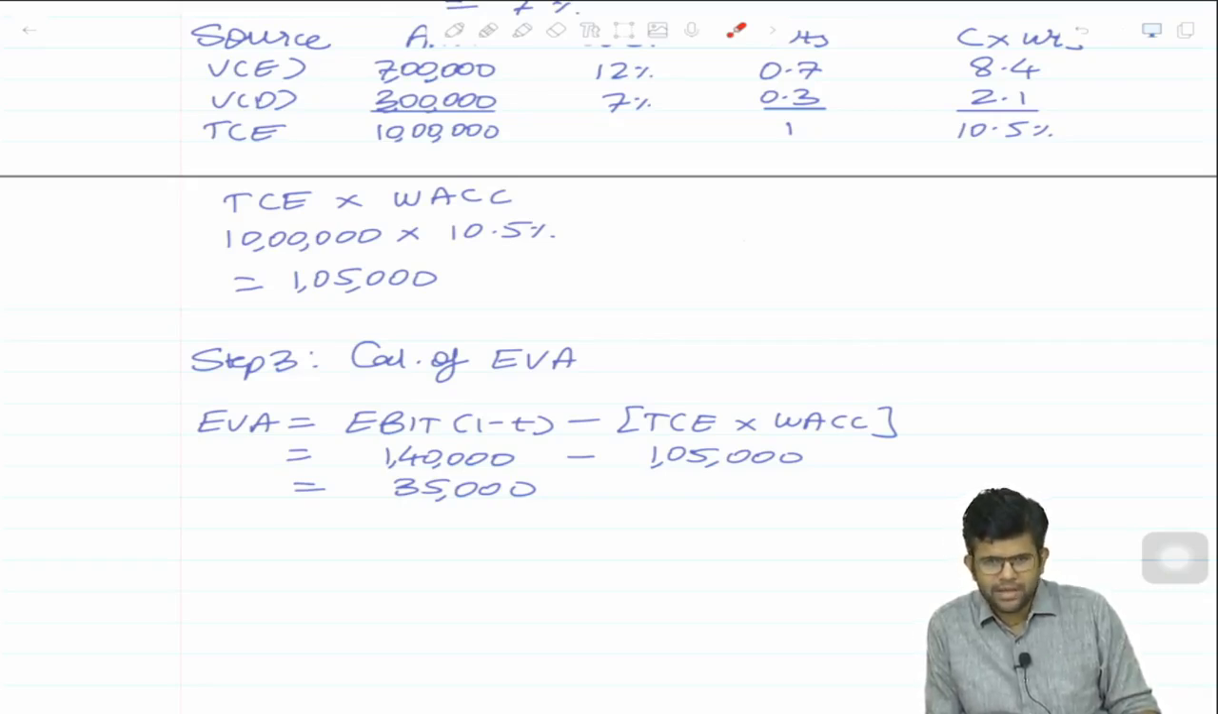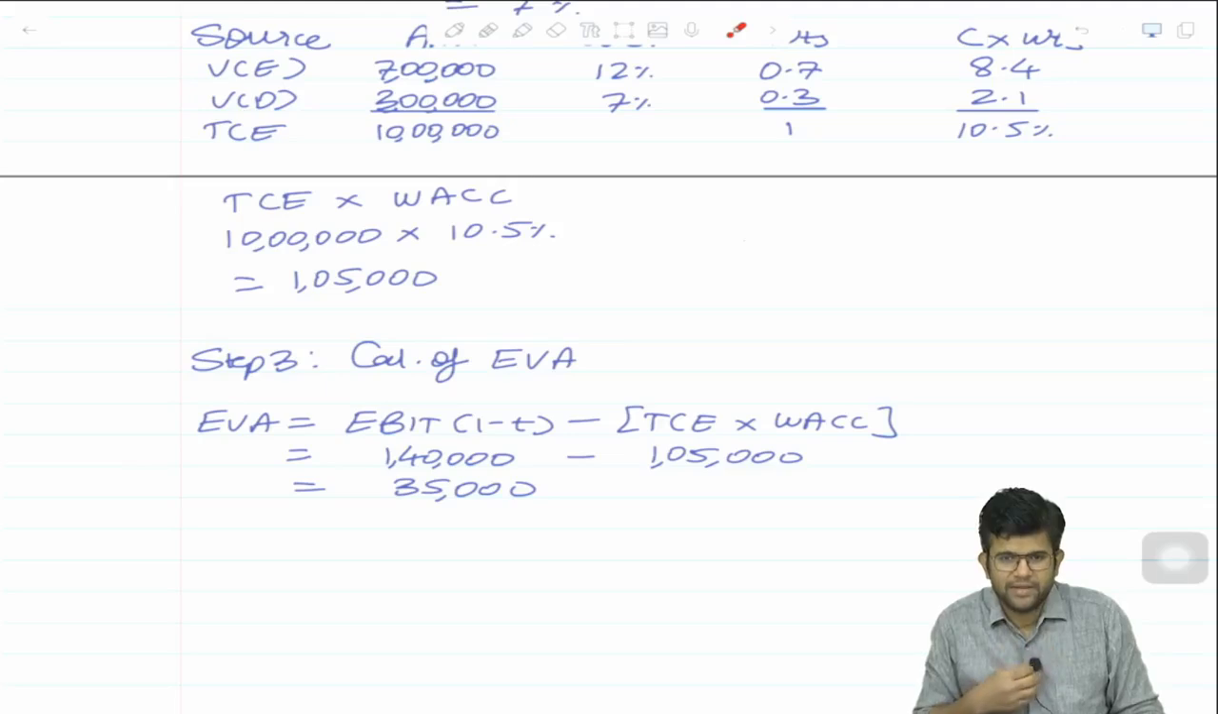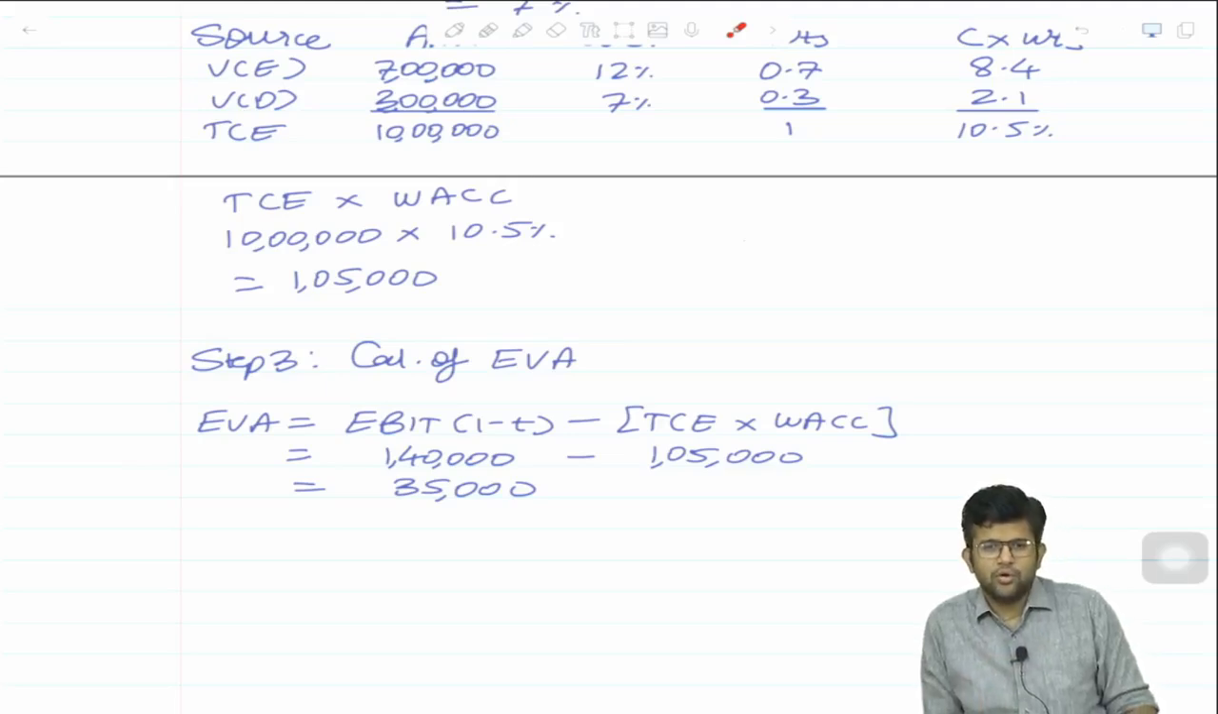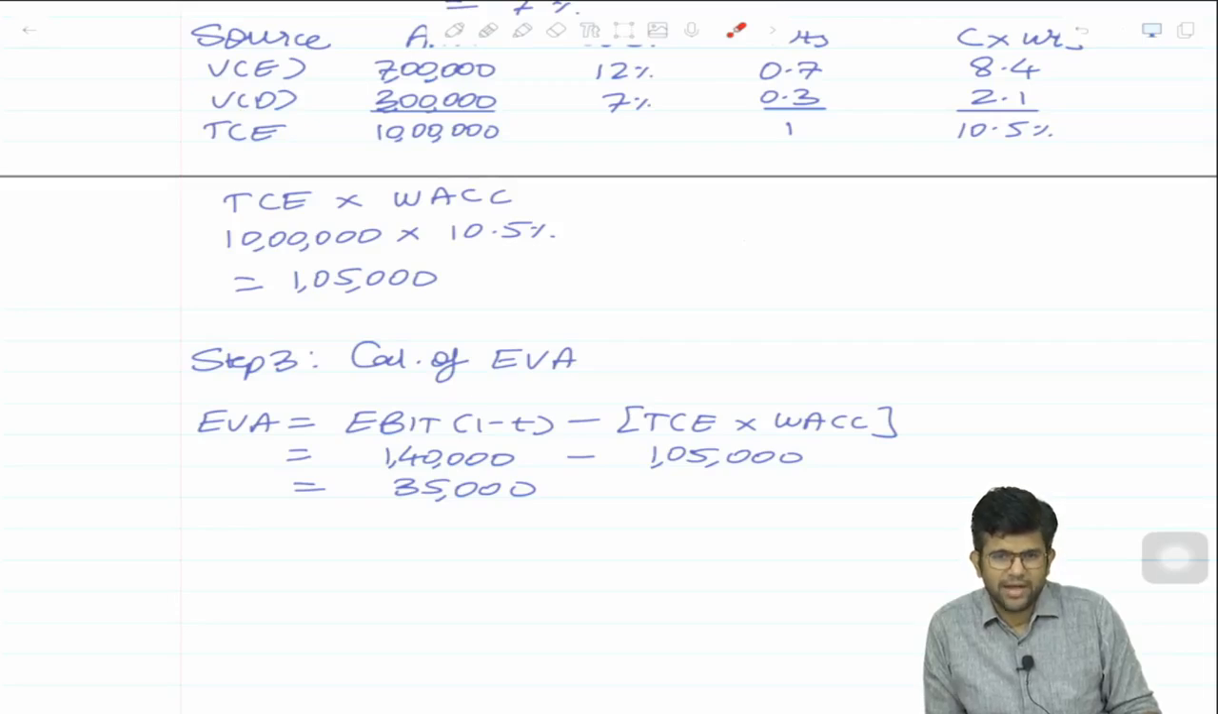But for me, I have to pay WACC in total. Everybody clear? Your required rate of return is a pressure point for me. What you need is my cost of capital. So TCE into WACC is the charge on capital. Cost of capital is something I have to pay. Now, am I earning more than what I have to pay? If yes, my health is good.